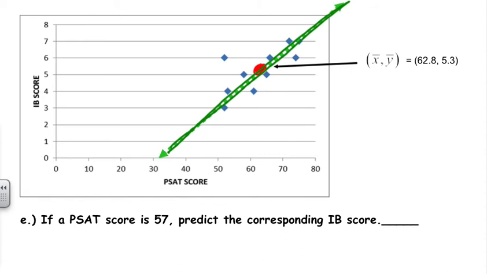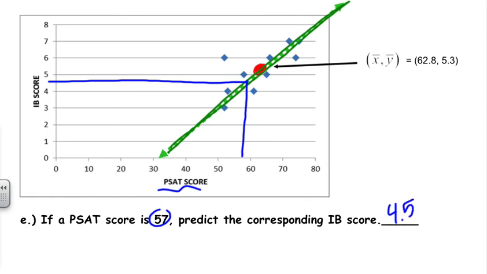So what we're going to do now is make an estimate. If we have a PSAT score of 57, you go along your PSAT, your x values. Here's about 57. We're going to read up to the green line and then read over. So it looks like it's about 4.5. So the IB score is somewhere between 4 and 5. So we can make a prediction from our line of best fit.